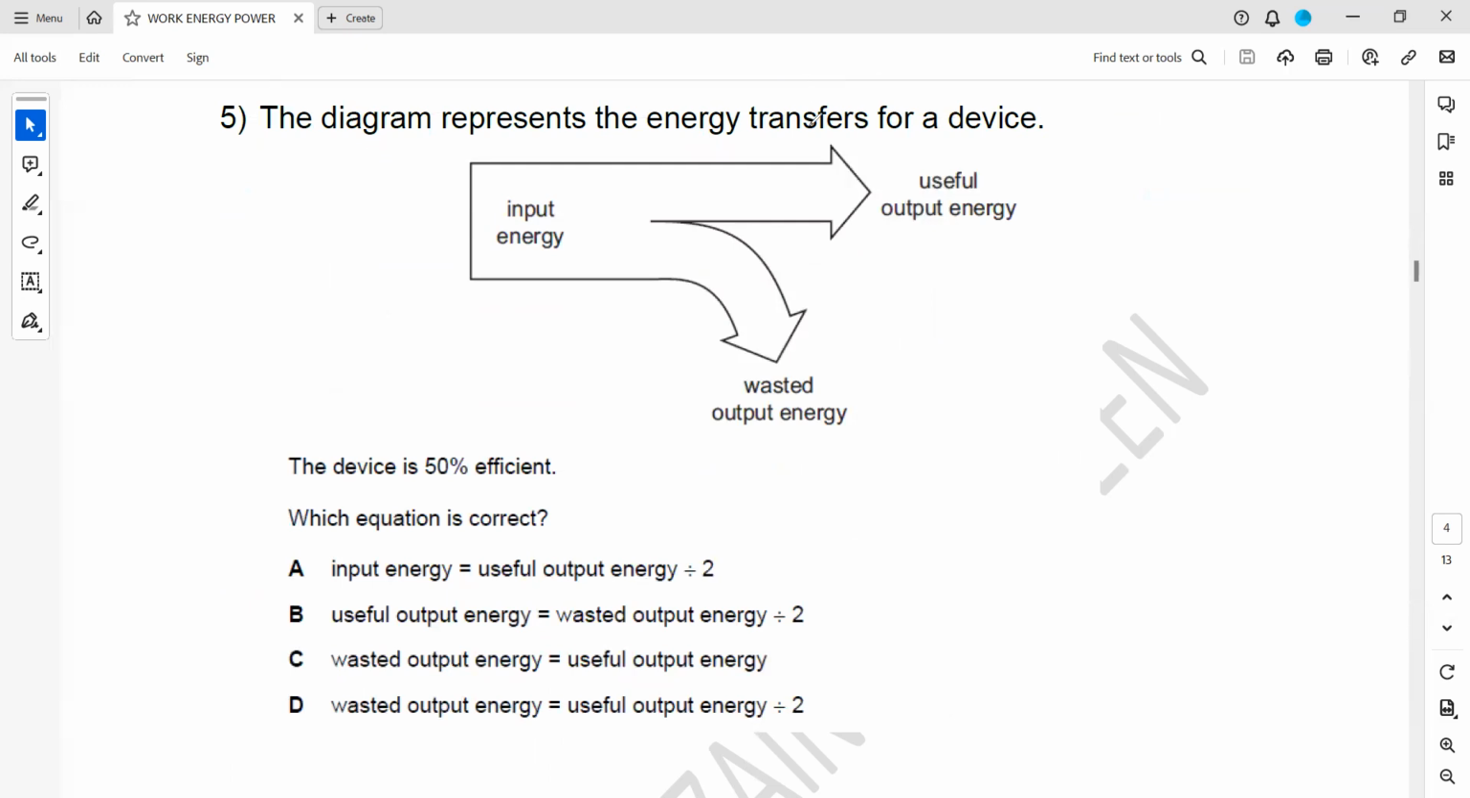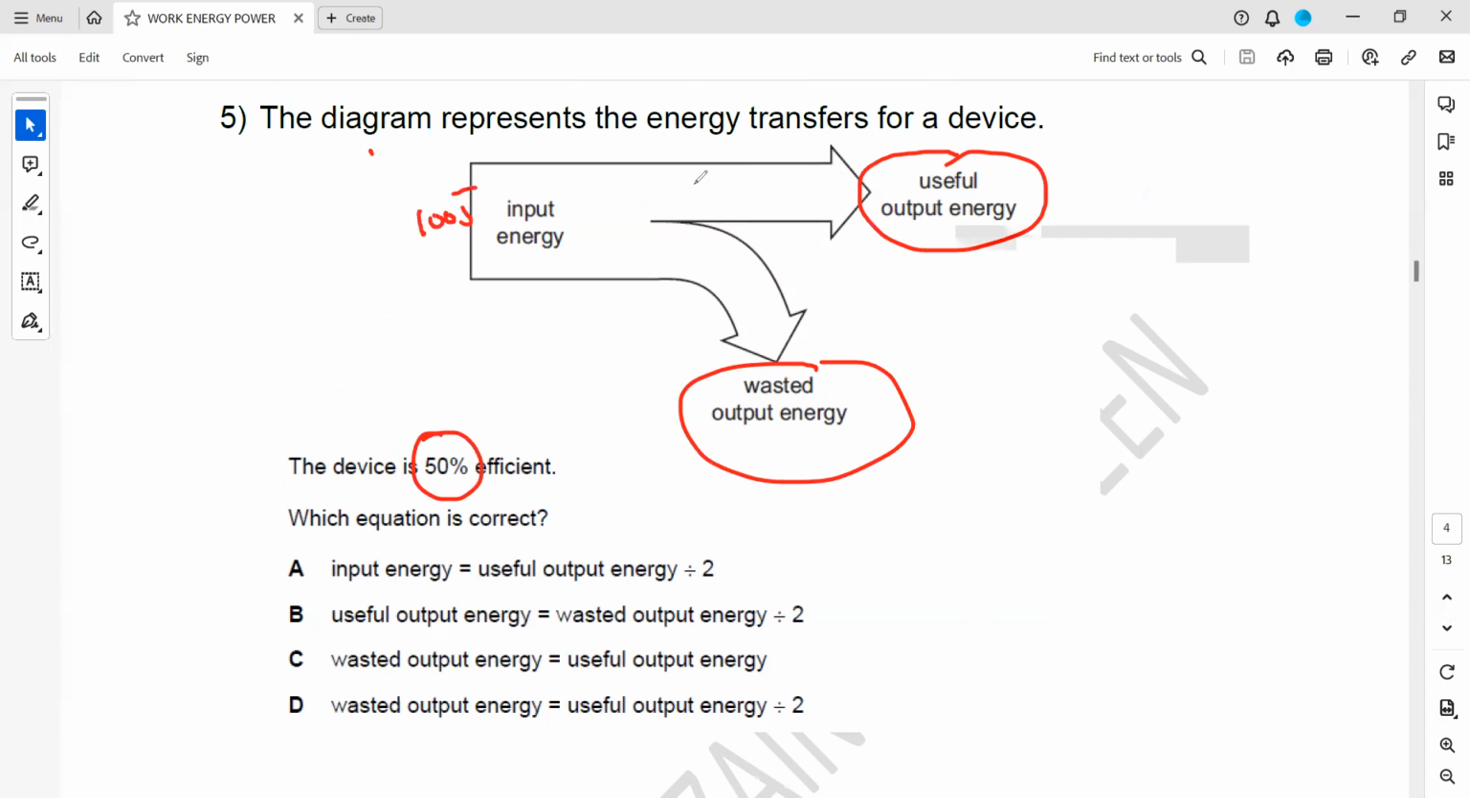The diagram represents the energy transfer. A device is 50% efficient. When it is 50% efficient, like in this Sankey diagram, 50 is useful and 50 is wasted. If I say 100 joules is there, out of 100, 50 is wasted energy and 50 is useful. So which statement or which equation is correct?